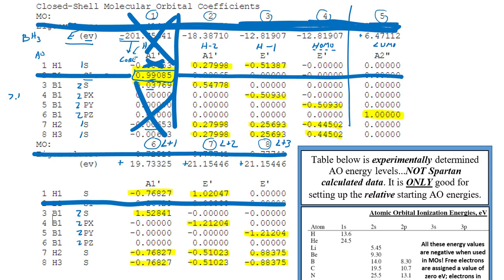negative 12.8. What happens here? Ah, check this out. We've got two molecular orbitals that have exactly the same energy. And what is that called? That's called degenerate, right? And that's really important. And in fact, a little hint, you don't need to know this, but E typically means degenerate. And that's kind of cool. If you see A's and B's, that means you're not going to be degenerate. And we'll talk more about that later on.